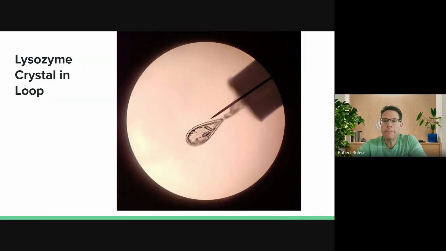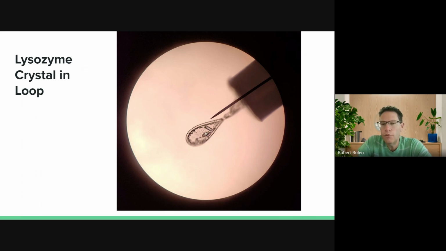This is lysozyme. These are some lysozyme crystals that we captured. This was done actually under a plain old light microscope in my classroom. So I was just able to angle the camera the right way so that you could actually see how the proteins are organized inside of that loop.